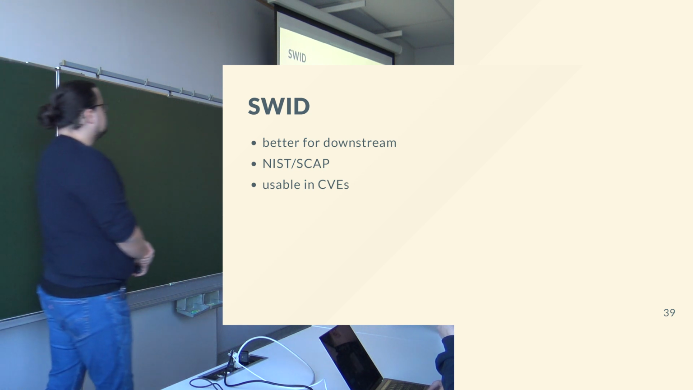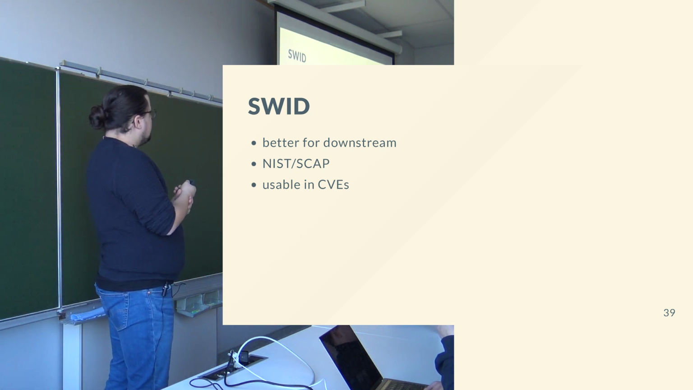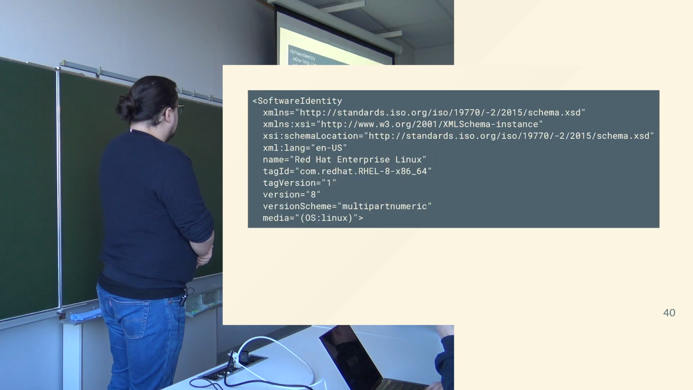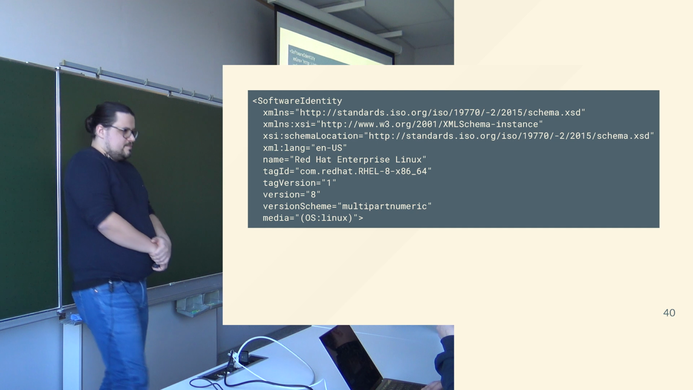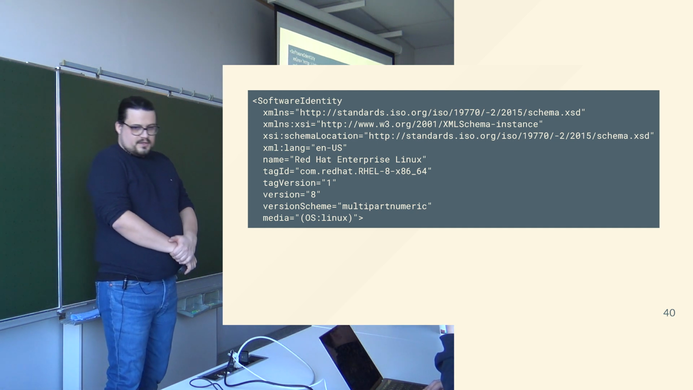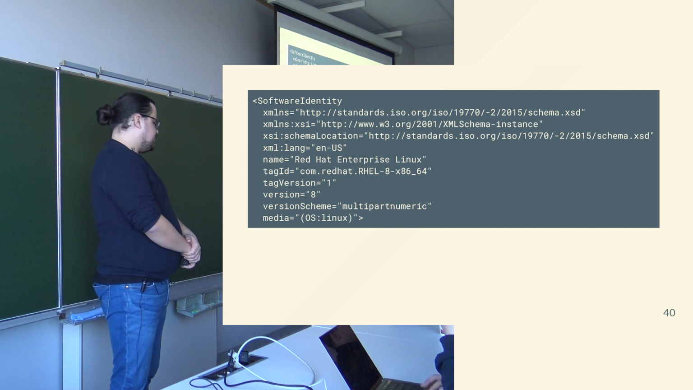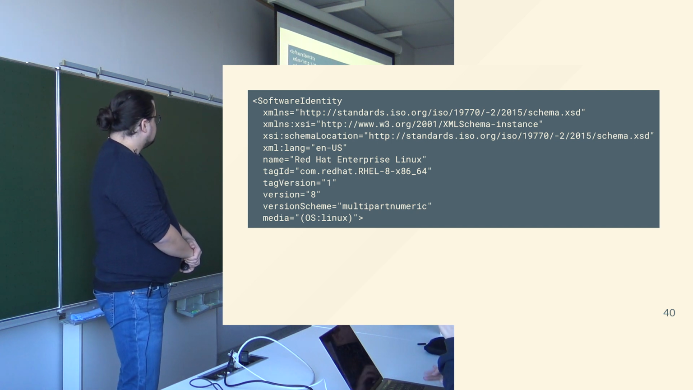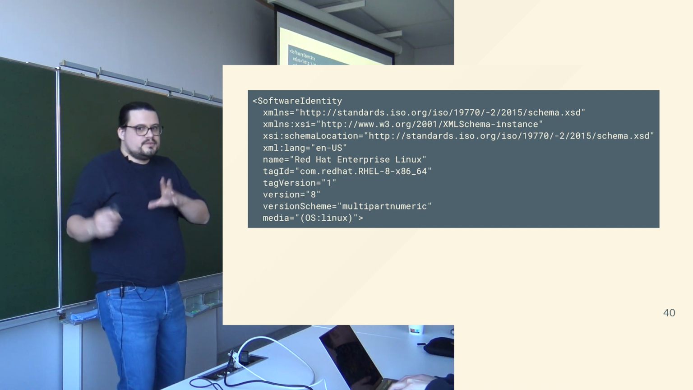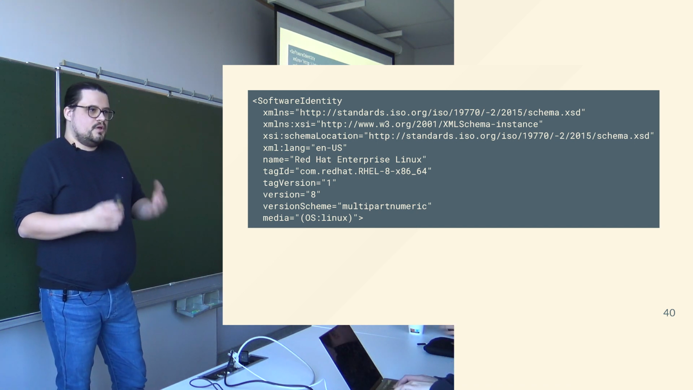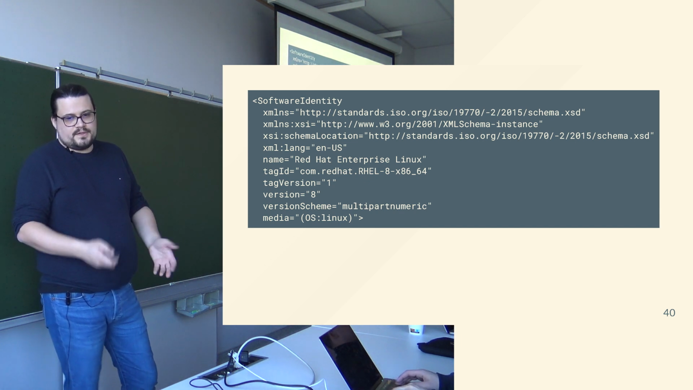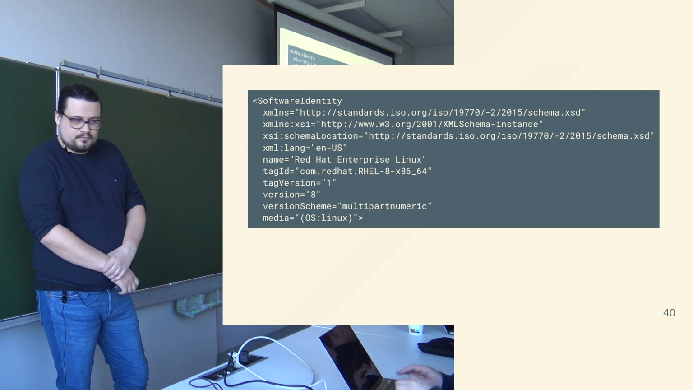It's made by NIST, and it's usable in CVEs, but not used that much for now. It looks like this, XML, like a lot of historical security-related stuff in SCAP. And it's mostly useful for more downstream stuff, so end-user programs, software, operating systems, and so on.